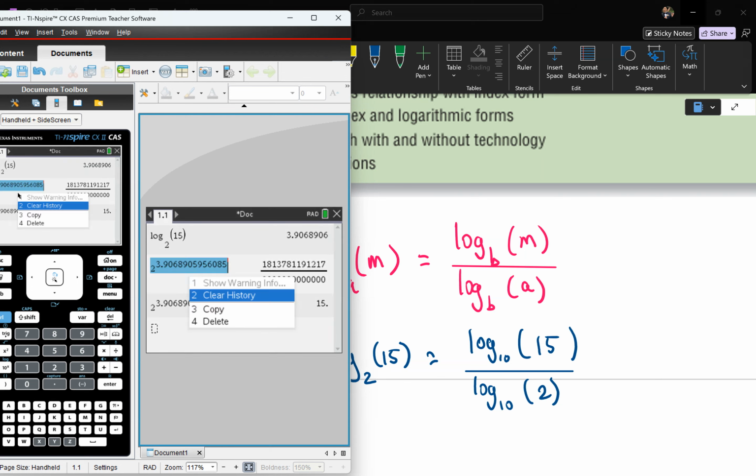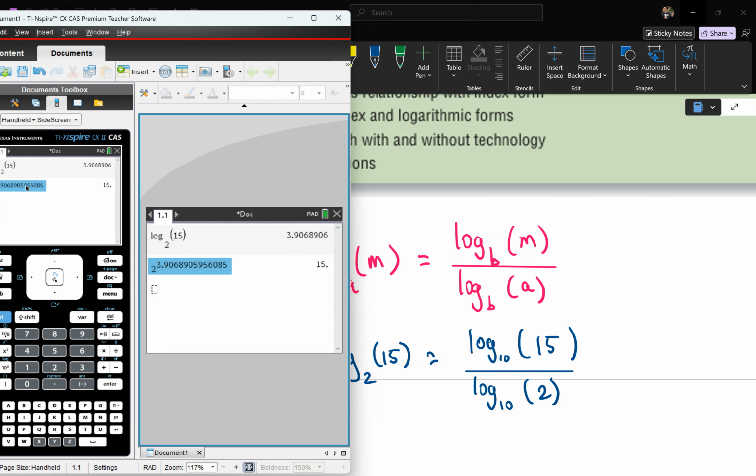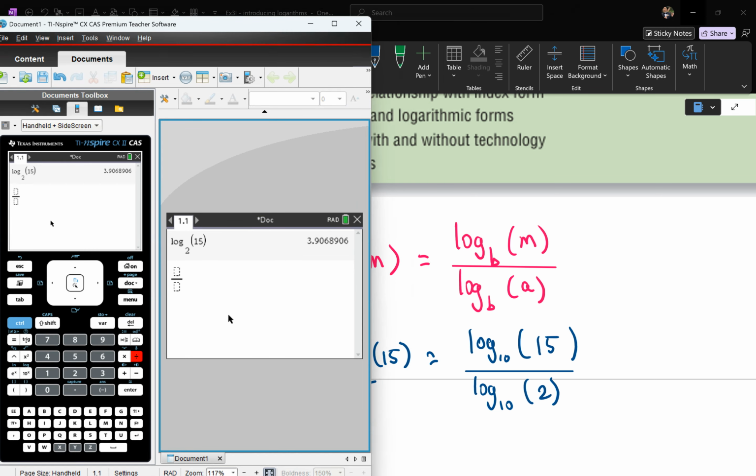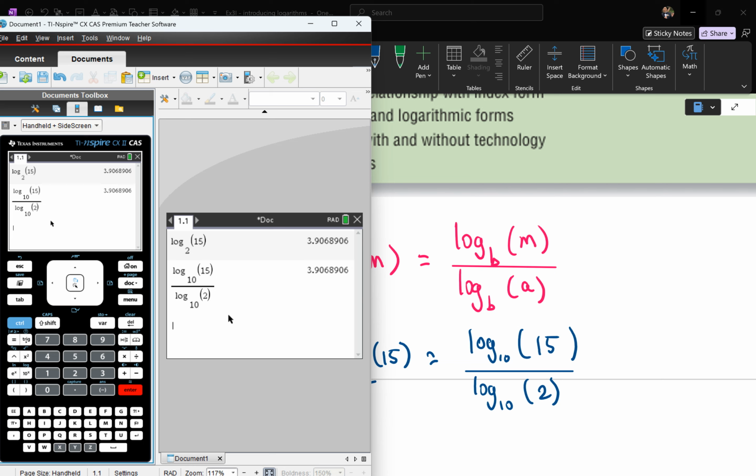Watch what happens. So we know that the answer is meant to be 3.906, right? So log, do control, log base 10 of 15 divided by log base 10 of 2. I'm just going to fix the bracket here. I should get the same answer.